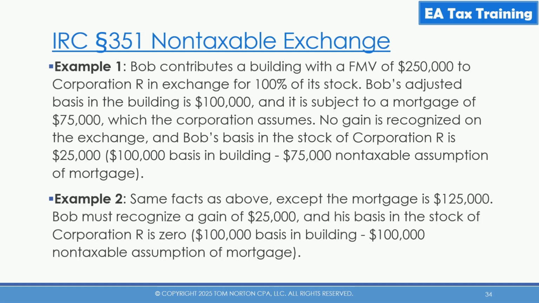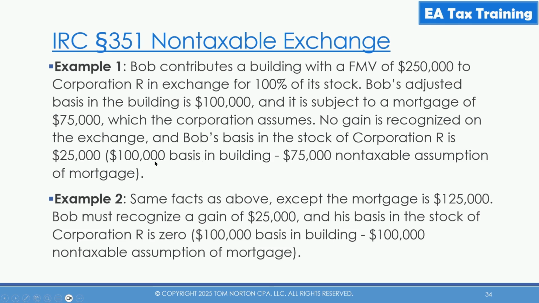Example 1. Bob contributes a building with a fair market value of $250,000 to Corporation R in exchange for 100% of its stock. So obviously, Bob is in control after this exchange happens. Bob's adjusted basis in the building is $100,000, and it is subject to a mortgage of $75,000, which the corporation assumes. No gain is recognized on the exchange, and Bob's basis in the stock of Corporation R is $25,000.